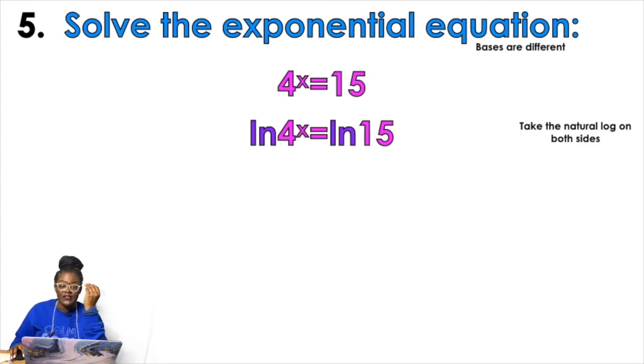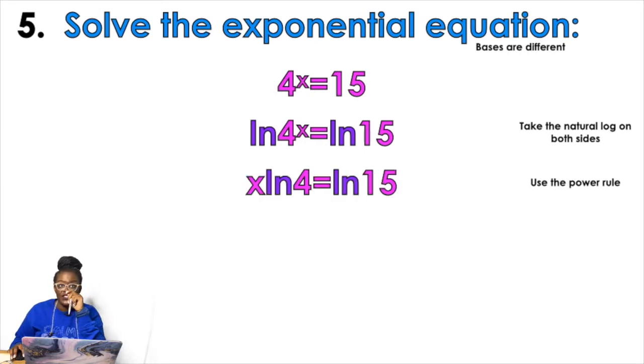What are my properties of logs? What can I rearrange to make this easier for me? We're going to use our power rule, which states that the exponent of x can come to the front and be a coefficient. So we're going to move that. That's our power rule right there, right? Now I need to solve for x. To get x by itself, I need to get rid of ln 4.